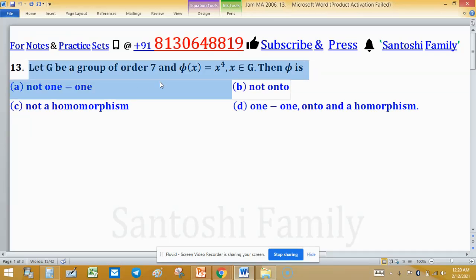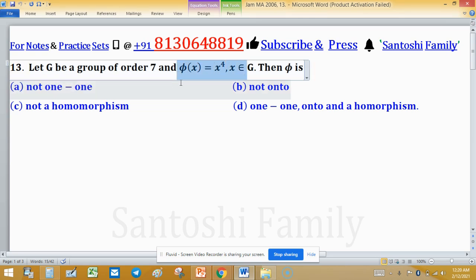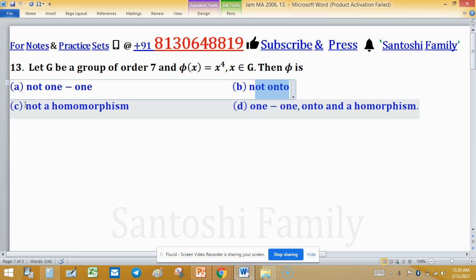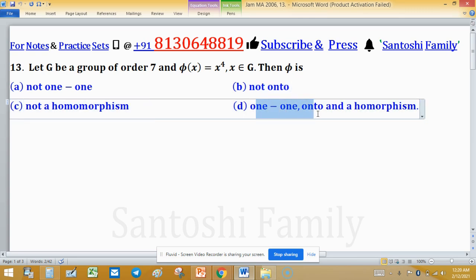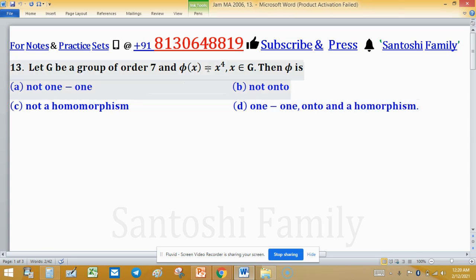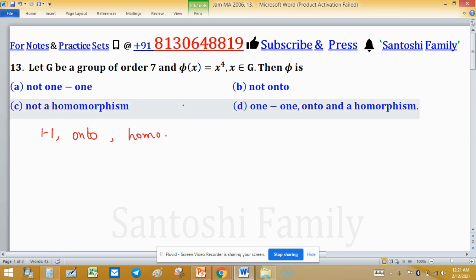Let G be a group of order 7 and phi(x) defined as x raised to the power 4, where x comes from the group. Then phi is not 1-1, not onto, not a homomorphism, and option D is 1-1, onto and homomorphism. In this question, we have to test three things: 1-1, onto, and homomorphism. You can check all four options about 1-1, onto and homomorphism.